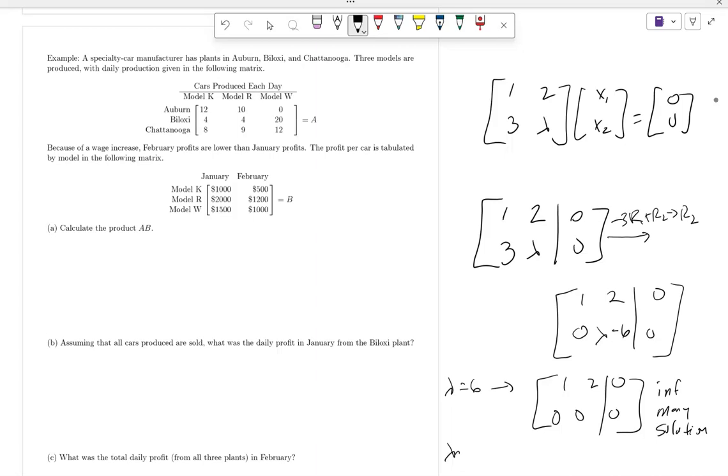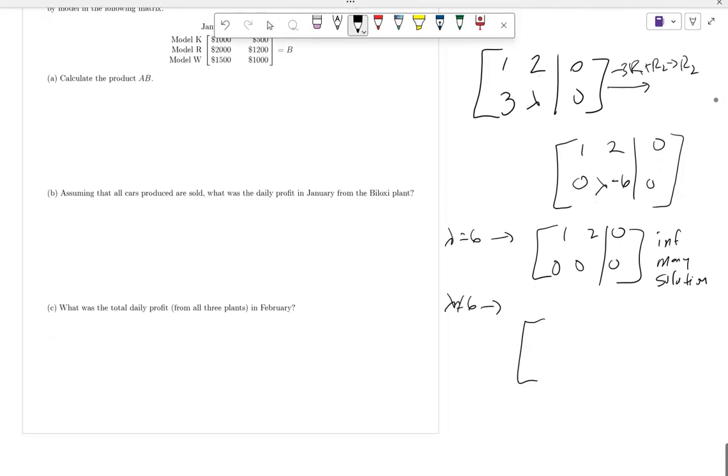So what happens if lambda is not equal to 6? Well, if lambda is not equal to 6, then what can you do again? Divide by it, right? And what do you end up with? You get a pivot there, don't you? And so now how many solutions do you get? Yes?